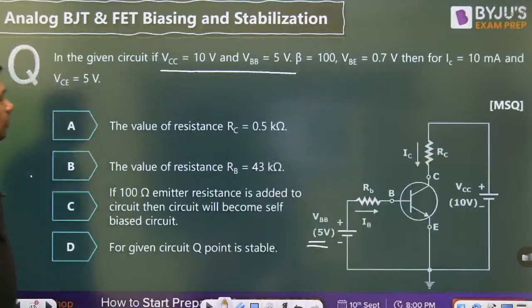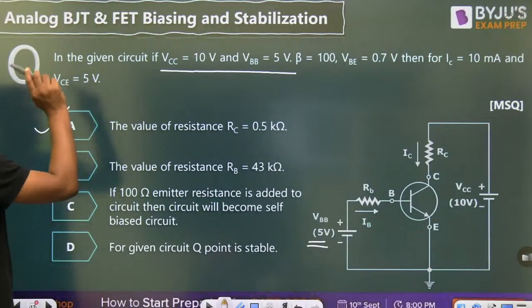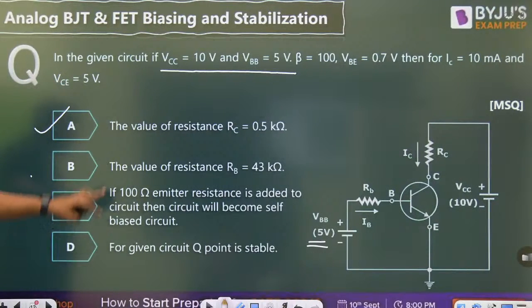0.5 kilo ohm. What about the first option? The value of the resistance RC is 0.5 kilo ohm. That is right. Okay, this is right. The value of the resistance RB.